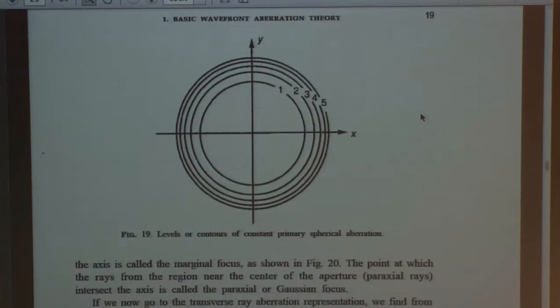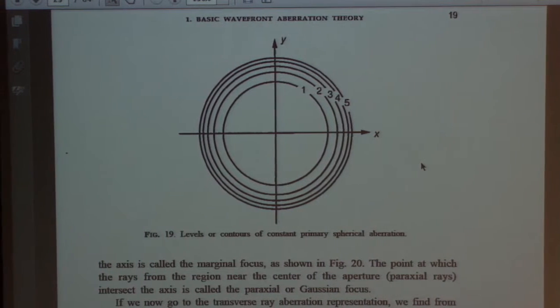And so these would be contour lines showing the lines of equal OPD here. And so it goes as rho to the fourth. So in the center, it doesn't change very fast. Remember, rho is normalized to 1 at the edge. And as we move out towards the edge, it's going to change much faster. So contours of equal heights, equal OPDs, are going to get closer and closer as we get out towards the edge here.